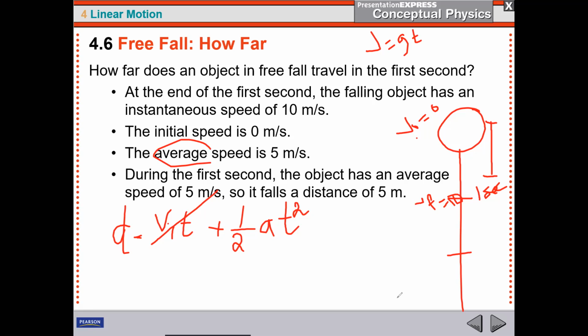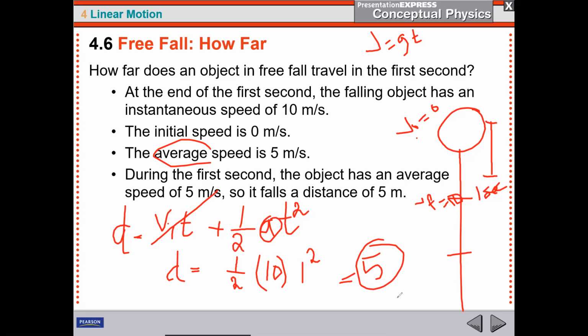Yes, teacher. How do we get this 5? Look here. If we say d equals half g t squared, what is g? It is 10 times 1 squared. So the distance here is 5 if you use this formula. This is a way to find the distance if I'm asking you how long the rock travels after 1 second. After 2 seconds, you multiply by 2 to the power 2, and so on.